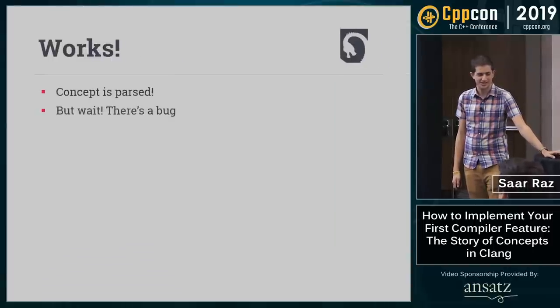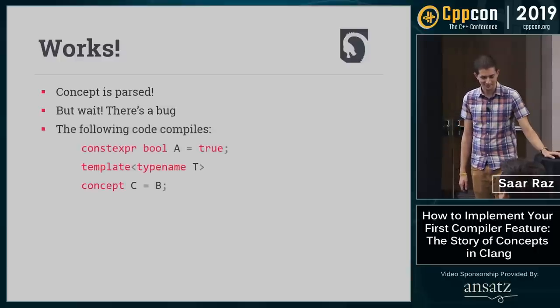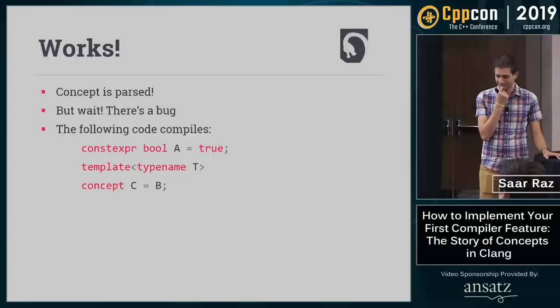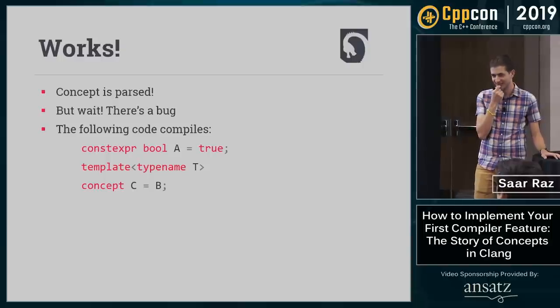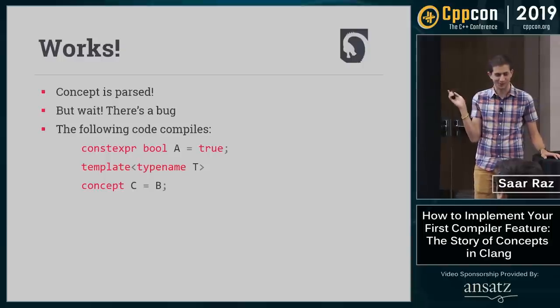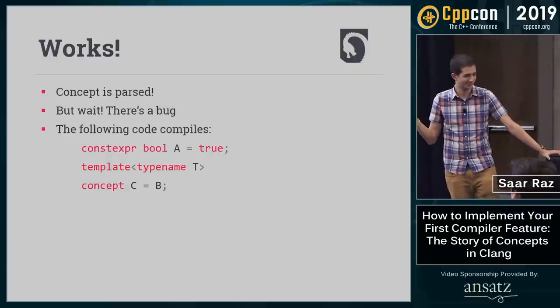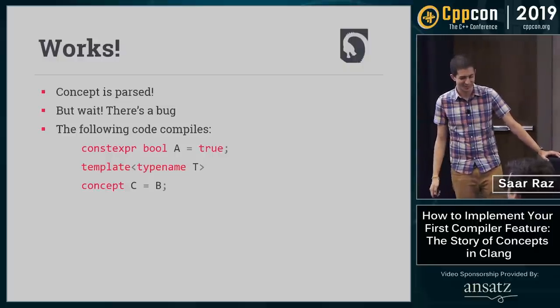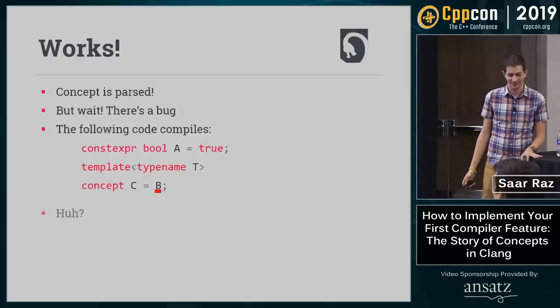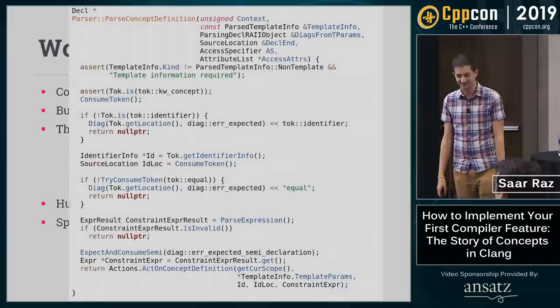The concept was parsed, but then there was a bug. The following code compiles. What's the problem here? There is no B, right? So this compiles, but what does it do? It's pretty surprising. Well, spot the bug.